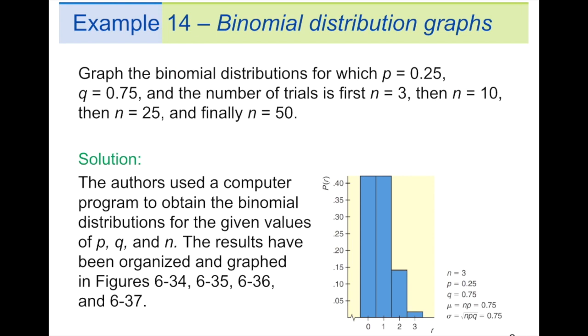So we'll get back to that problem in a second, but one thing I want to talk about is let's look at some graphs. Graph the binomial distributions for which p is 0.25 and q is 0.75, and the number of trials is first n equals 3, then n equals 10, then n equals 25, and finally n equals 50. The authors used a computer program to obtain the binomial distributions for the given values of p, q, and n. The results have been organized and graphed in figures 6.34, 6.35, 6.36, and 6.37.